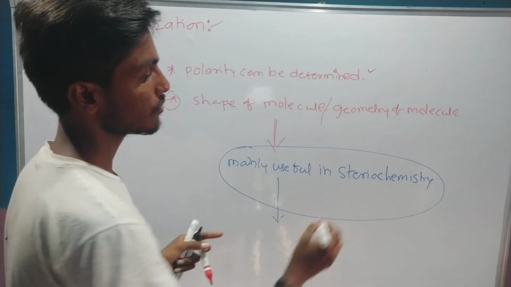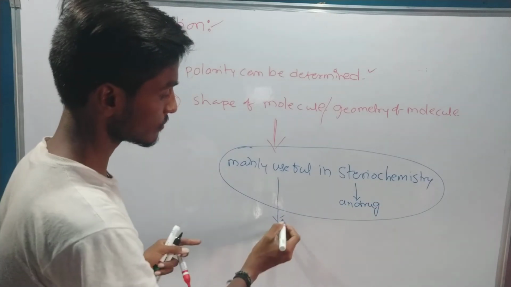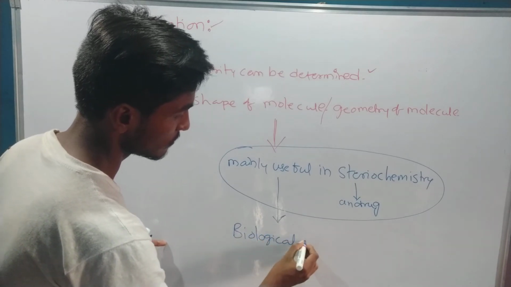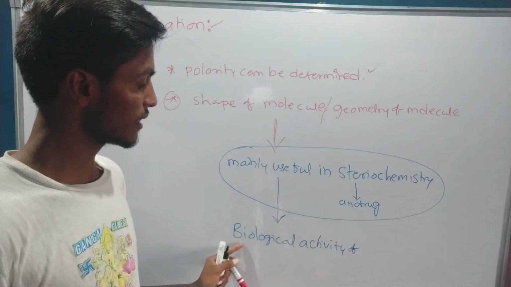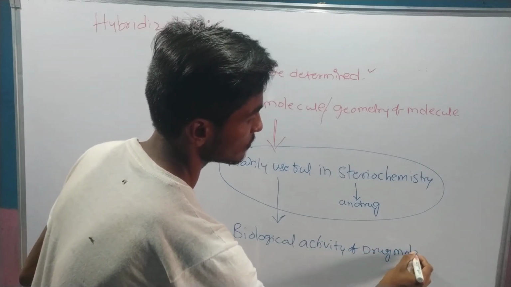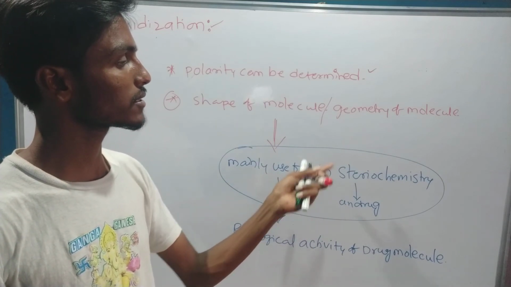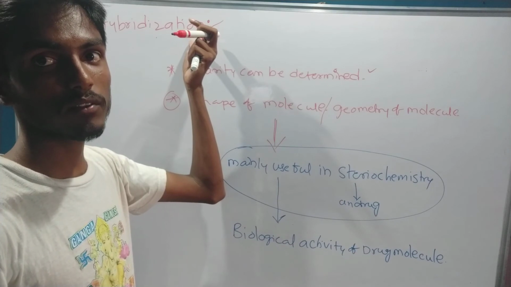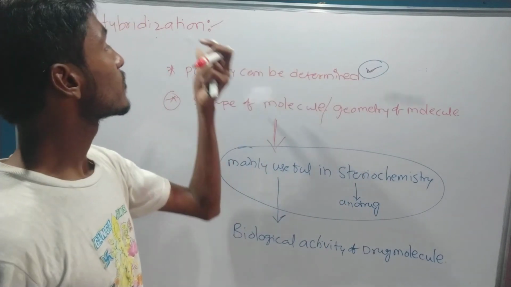If you know the stereochemistry of a drug, then you can determine the biological response. With the use of stereochemistry, you can easily determine the biological activity of a drug molecule. The biological activity of a drug molecule purely depends upon the stereochemistry. In stereochemistry, it mainly depends upon the geometry of the molecule. The geometry of the molecule depends upon the state of hybridization of that group, and the polarity of a molecule can be determined with the help of hybridization.